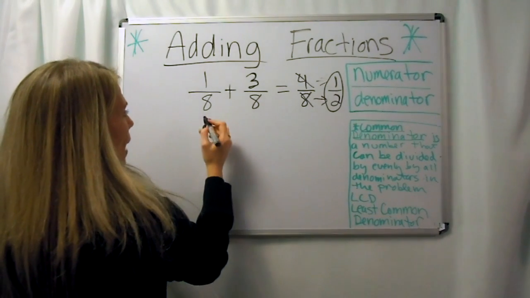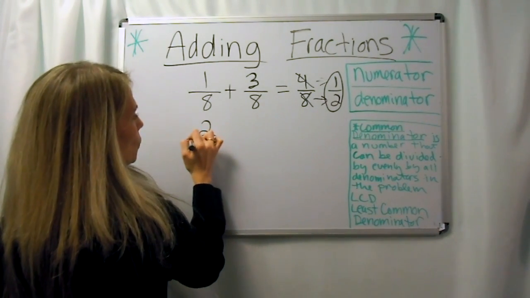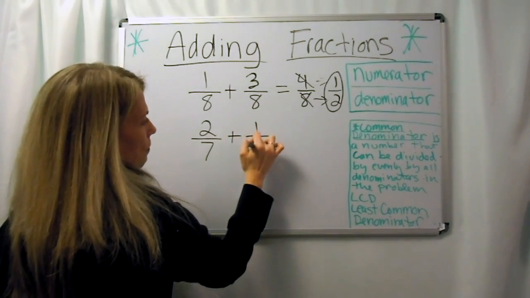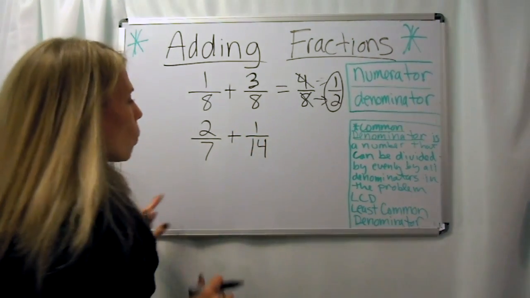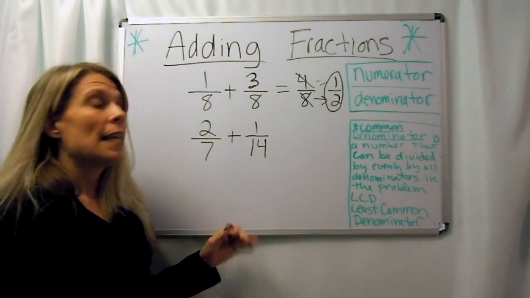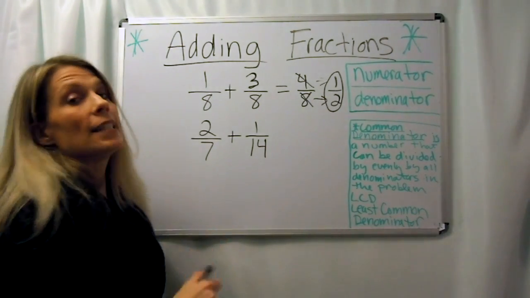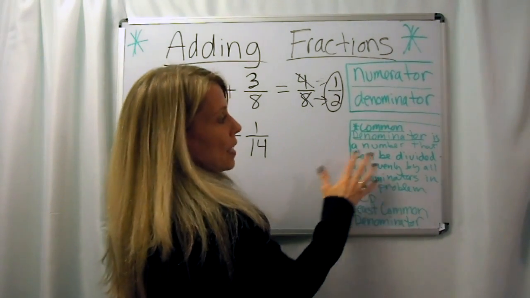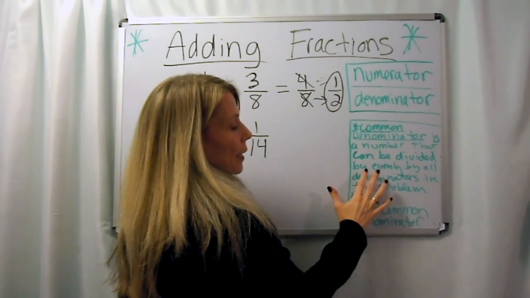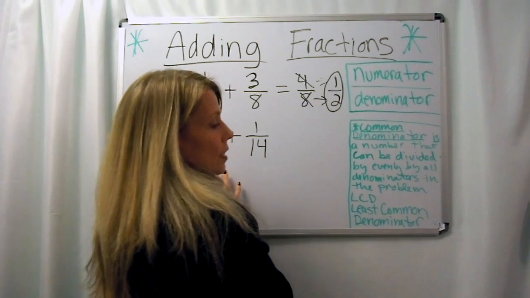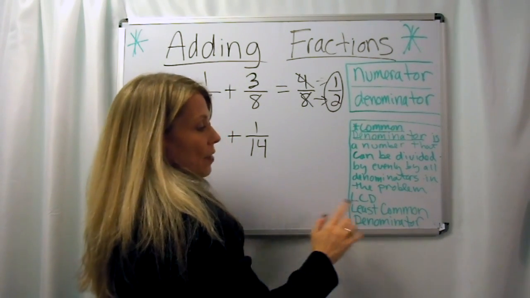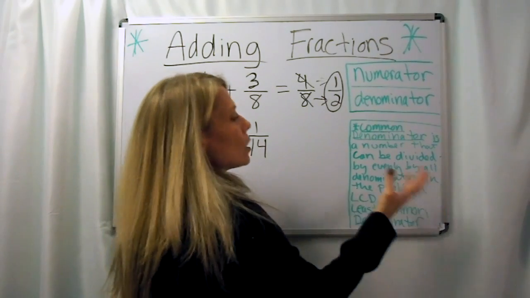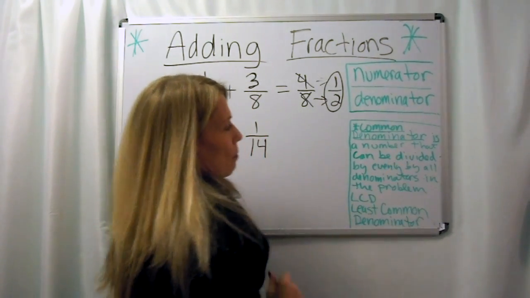So let's say we have something like 2/7 plus 1/14, okay? What you want to do in this situation is get what we call the least common denominator. Now, first of all, understand that a common denominator is a number that can be divided evenly by all of the denominators in the problem. And the least common denominator, which is what we're looking for here, is the lowest one of those numbers.